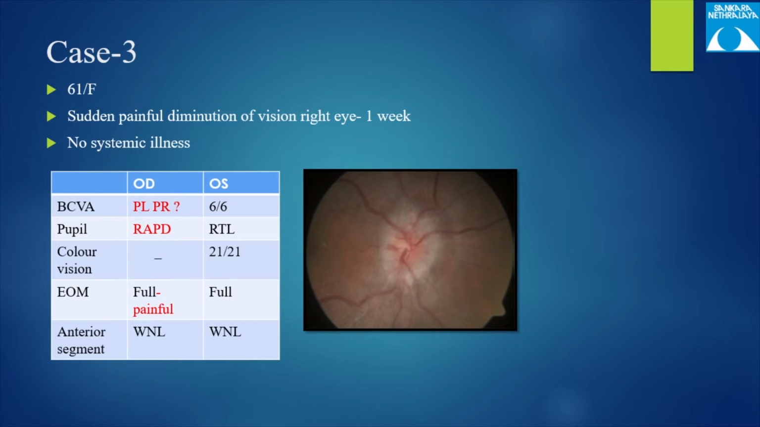See, no PL never ever happens in an ischemic pathology. Yes. Okay, that's what you need to remember. At least PL should be present, but no PL never in ischemic optic neuropathy, unless it's GCA. Okay?